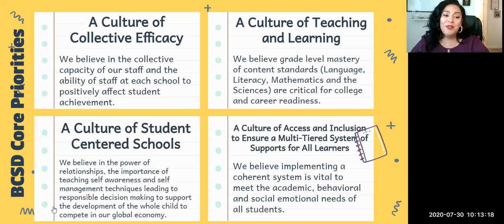And of course, we have our BCSD core priorities: a culture of collective efficacy, a culture of teaching and learning, a culture of student-centered schools, and of course, that multi-tiered system so we can have that access for all students. Throughout this presentation, you're going to hear me come back to our district goals, and relate it back to equity. Right? So we know about equality, but we know as teachers, equity is so important. So we try to have some lessons that hopefully can help out with that equity a little bit.